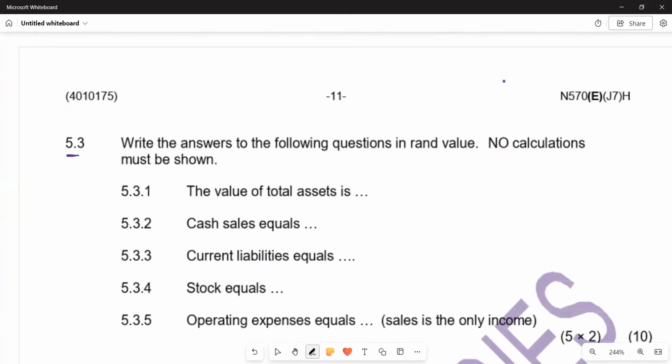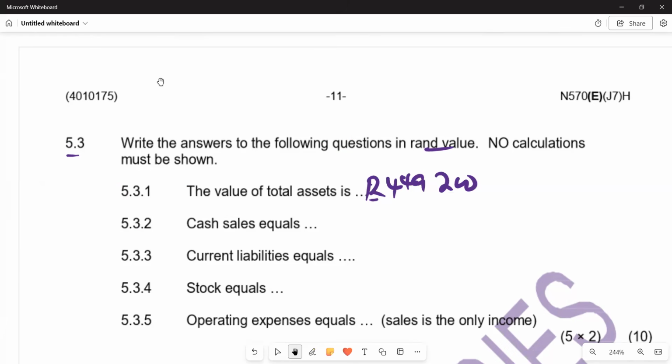So we are saying 449,200. So remember, the question is saying write the answers to the following in rand value. So it means if you don't put this rand, you're not going to get any money. So you go to the next one, cash sales equals.